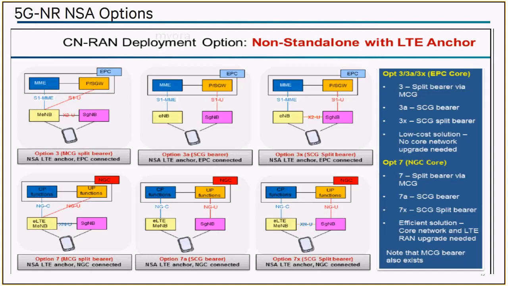Mayur, in option 3A, option 3X also, will the E node B be upgraded, or will it be a legacy E node B? All E node Bs which support NSA need to have an upgrade, essentially because of their latency requirement. But this will be only software. Software plus firmware, but no hardware upgrade. Hopefully. Because if they are doing a hardware upgrade, then it will be expensive.